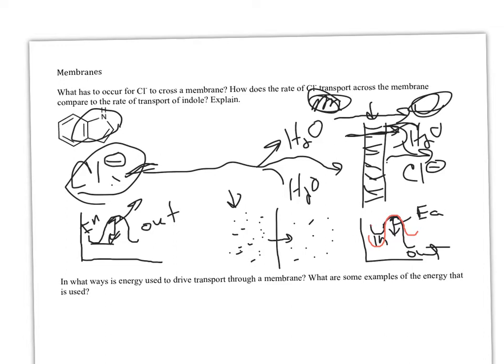So what a transporter does, so if we have some kind of a channel or a transporter, a protein that does the transport, is it lowers the energy of activation. So in that way, a transporter behaves like an enzyme. It lowers the energy of activation to make this process happen.